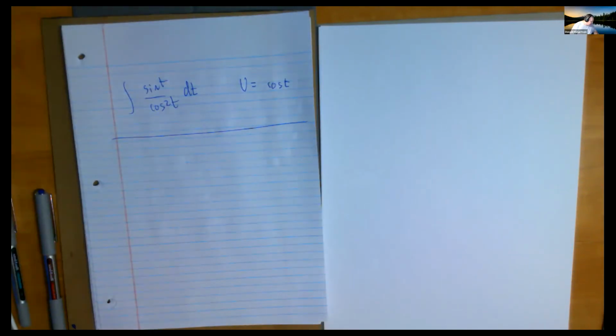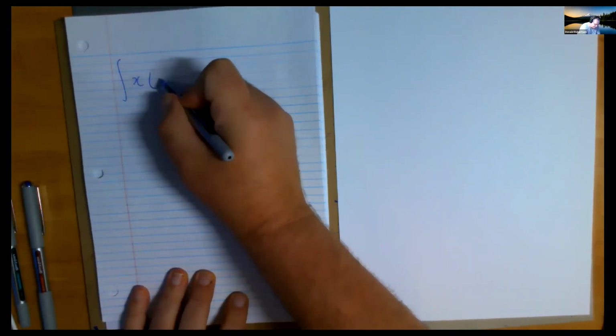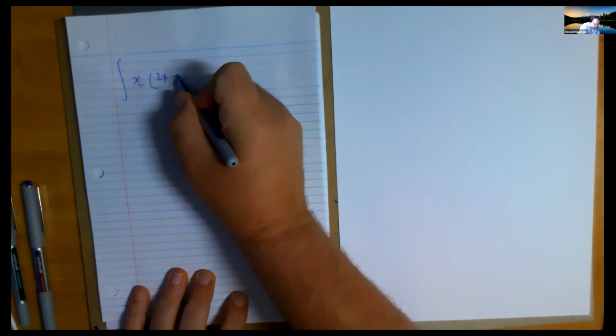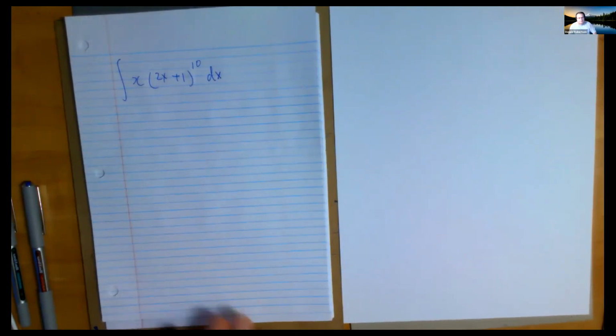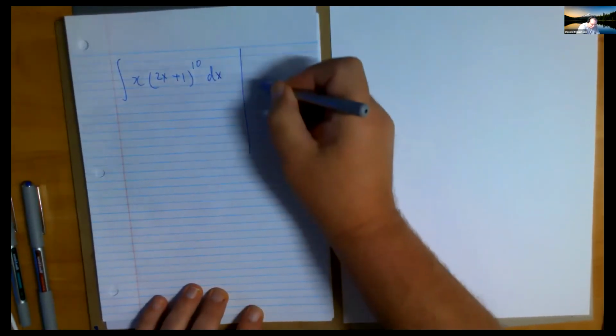For the last situation that we're going to look at, and that's basically us covered substitution method, are guys that look like this. Now, it's not that the substitution is a problem, it's what happens later.